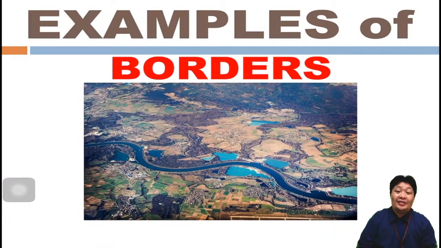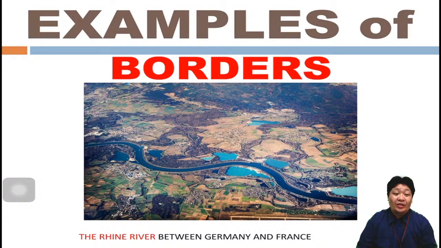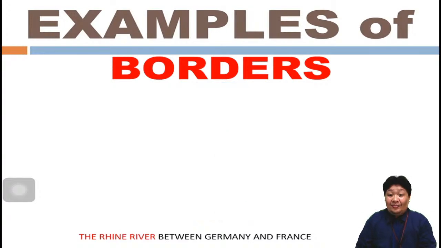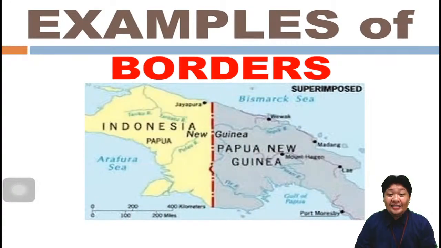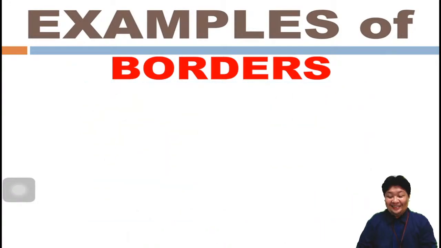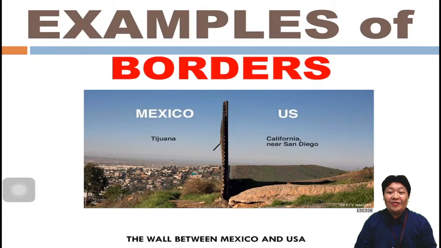Example of borders is this. Natural border. A natural border, an example of that is the Rhine River between two countries, between Germany and France. So in the middle is a river, so that is an example of border. Next, okay. How about this one? Okay, the line that separates Indonesia and Papua New Guinea. That is another example of border. Next. Okay. The wall between Mexico and the United States of America is another example of border. Okay? So let's go. I will show you a video that will explain more about border.